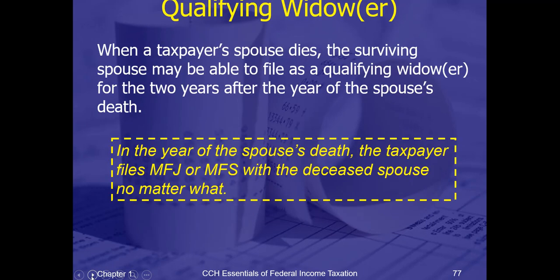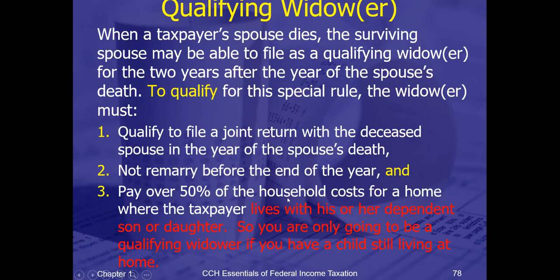Qualifying widows, remember we talked about this. This is only for those that have a child that they pay 50% of the household costs for. So you've got to be supporting. This is for somebody that dies relatively young, and the kids are still at home. The surviving spouse doesn't remarry, and they can continue to file jointly with their deceased spouse for 2 more years after their death, assuming that they have a child at home that they're supporting.